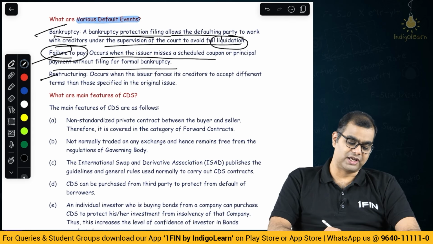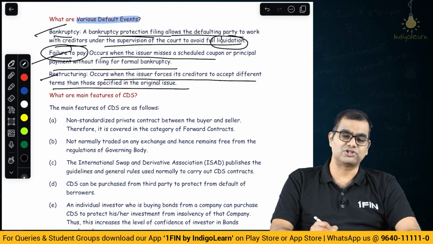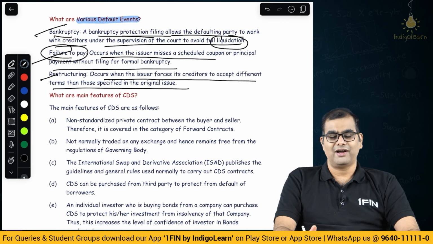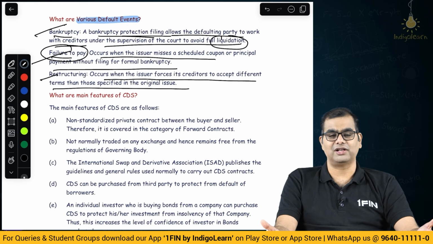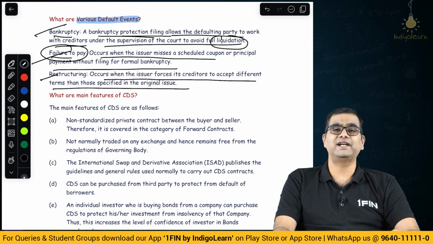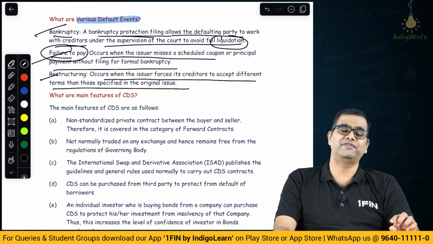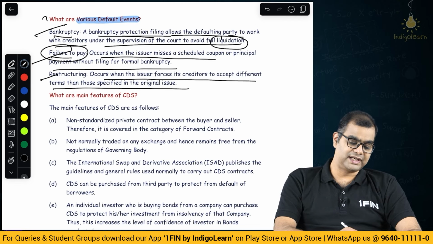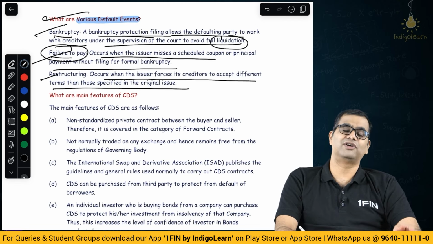And restructuring. It occurs when the issuer forces its creditor to accept different terms than those specified in the original issue. So, one day you come up and say, all my dear friends, creditors, I will pay you only 10 cents a dollar. 10 cents a dollar means for every $1 that you have given me, I will pay you only 10 cents. Gone. You may come up with any such kind of restructuring proposal, it is treated as a default to qualify for a payment under CDS. So, these are the three things which are categorized as defaults under CDS.